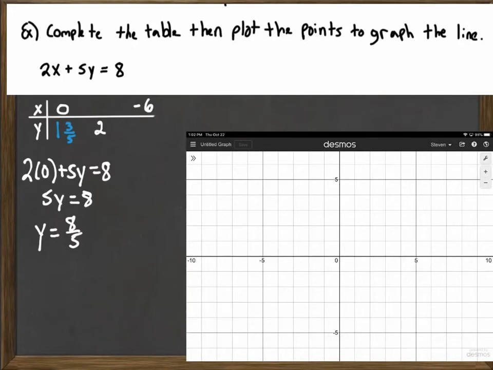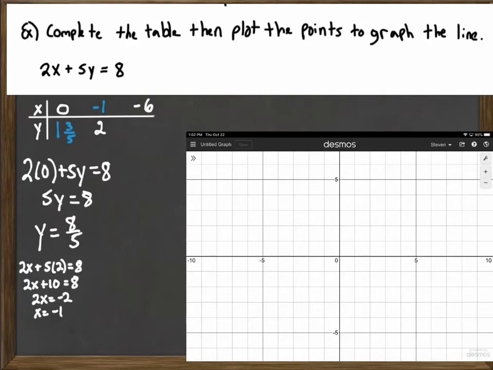And then we just continue on with our second point now. We're told y equals 2, so we plug 2 into the equation for y, and then we start to simplify and try to solve for x. So here we would do 5 times 2 is 10. So we have 2x plus 10 equals 8. And then we want to get x by itself, so we subtract the 10 from both sides. 8 minus 10 will leave us with a negative 2. And then we divide both sides by 2, and we get our answer, x equals negative 1. So now we have our second point: x is negative 1, y is 2.